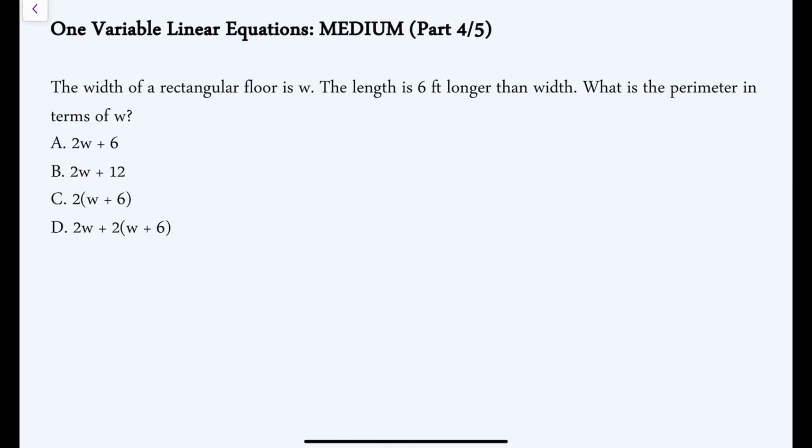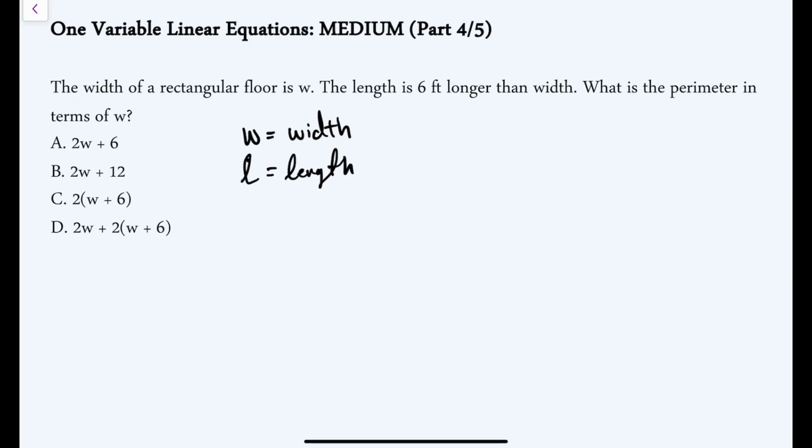The width of a rectangle floor is W. The length is 6 feet longer than the width. What is the perimeter in terms of W? Okay. So if W is width, we're going to say L is length.